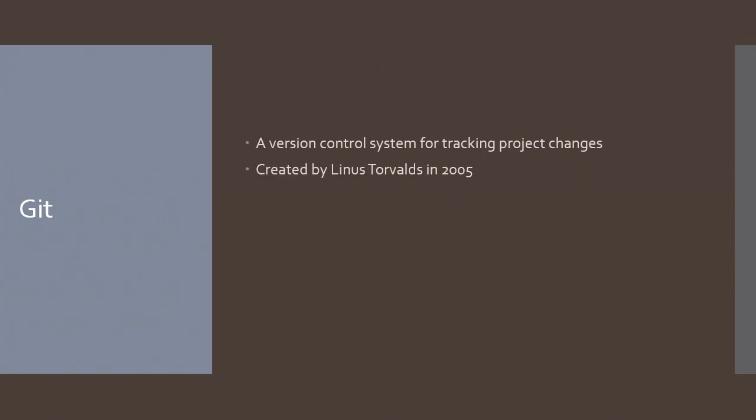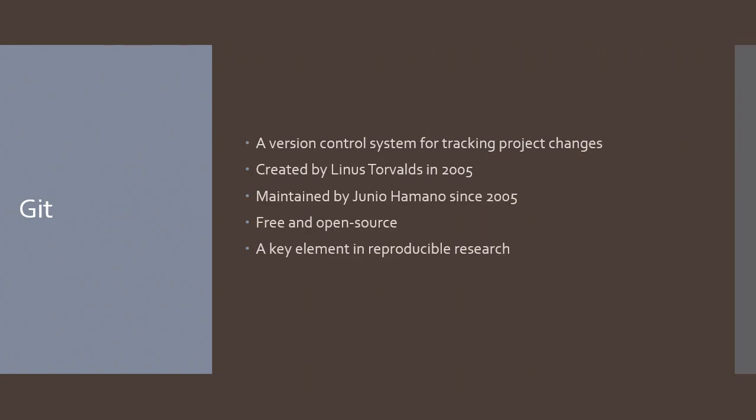Git was created by Linus Torvalds in 2005. If you've ever heard of the operating system Linux, Linus Torvalds created Linux, and the name Linux comes from his first name, Linus. It's been maintained by Junio Hamano since 2005. It is free and open source, like all of the tools that we're using in this class, and it is a key element in reproducible research.